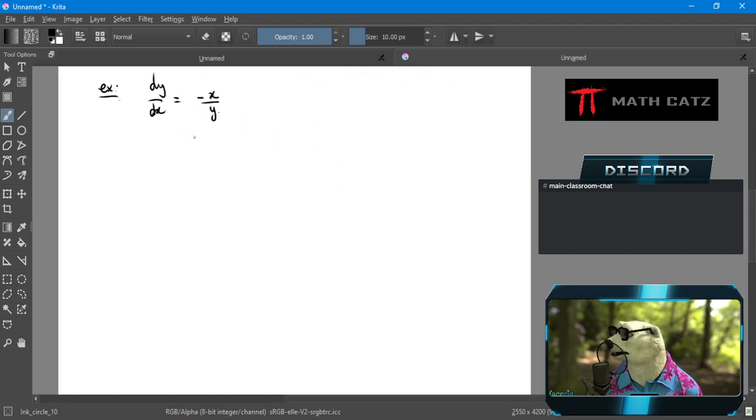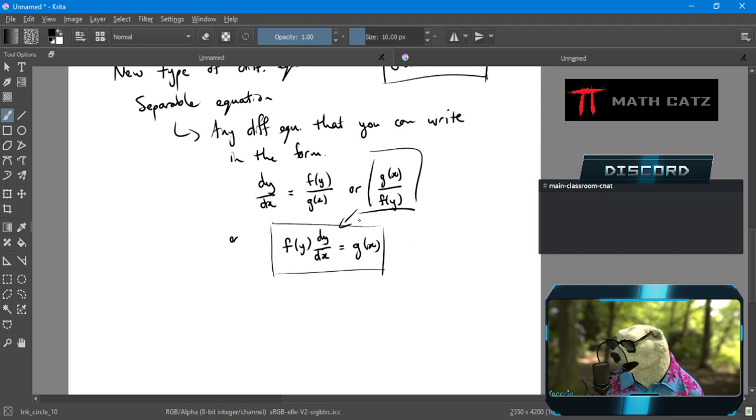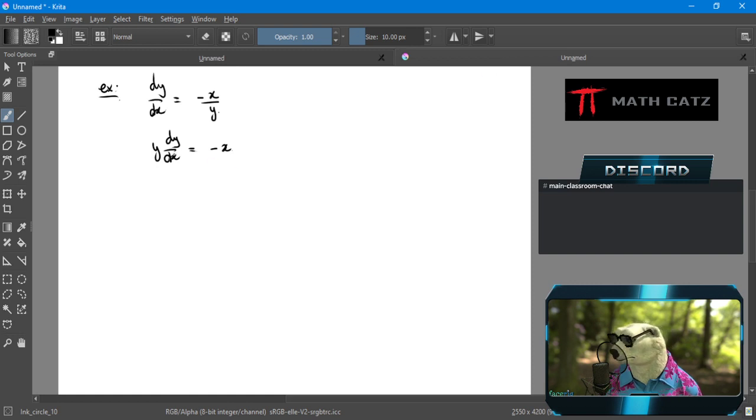This is a separable equation because if I take the y to the other side, it looks exactly like this bottom box version. So it is a separable equation. Now, to be fair, for our level, when we have y's floating around, it's always going to be a separable equation. I just need to separate it.